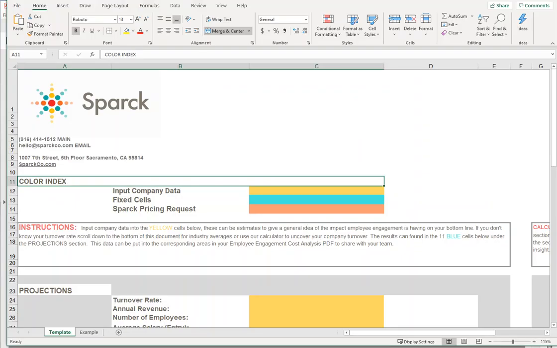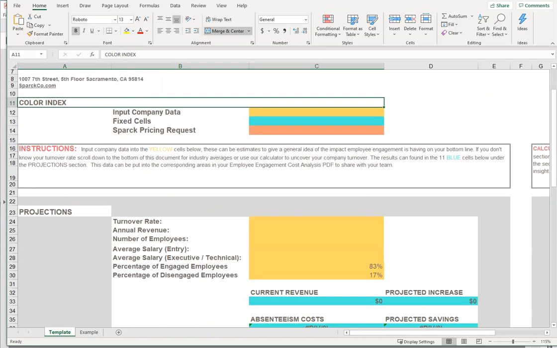Up here at the top we have a color index. The yellow is for your company information that's used to calculate the results. The blue is for fixed cells pre-populated with formulas to get the data you're looking for. And the orange is where our team can help you with pricing if one of our solutions is a good fit to increase engagement in your organization. There are also instructions on how to use this calculator, but I'll be walking you through each section in this video.